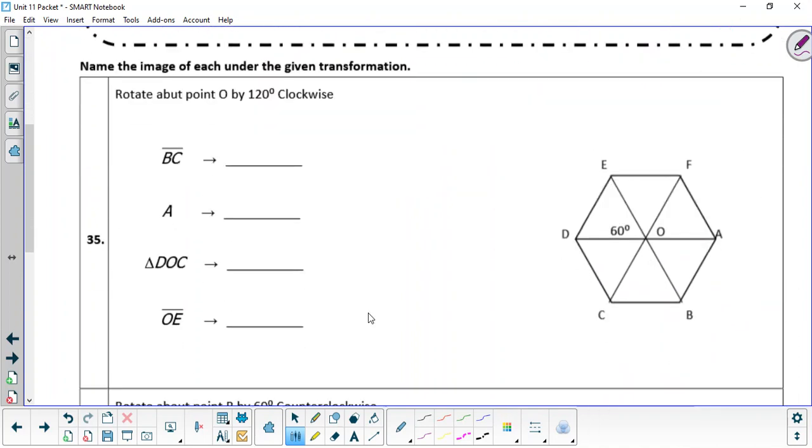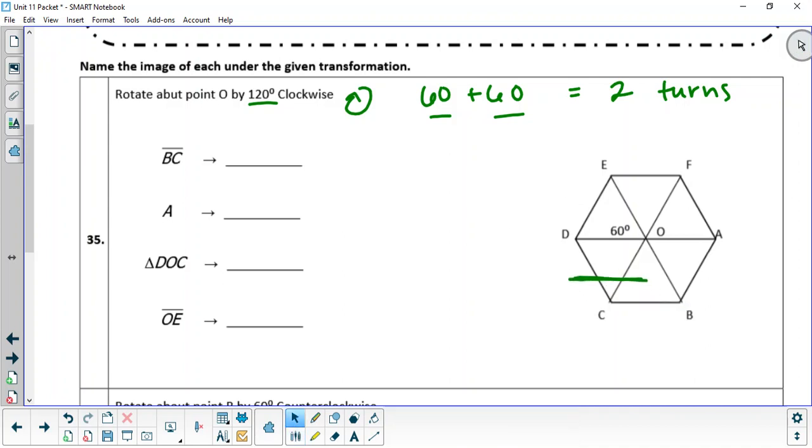So if we go down here to number 35, we're going to rotate this figure 120 degrees clockwise. So to get to 120, we would do 60 plus 60. So we have two 60s, which means we're going to do 2 turns. So line BC, if we're going 2 turns clockwise, we would go 1, 2, and it would become line DE. So that would be my answer.